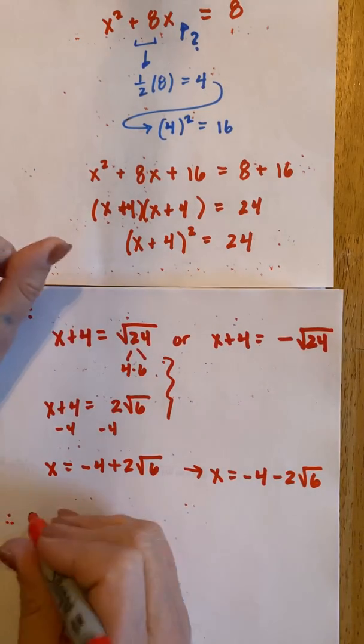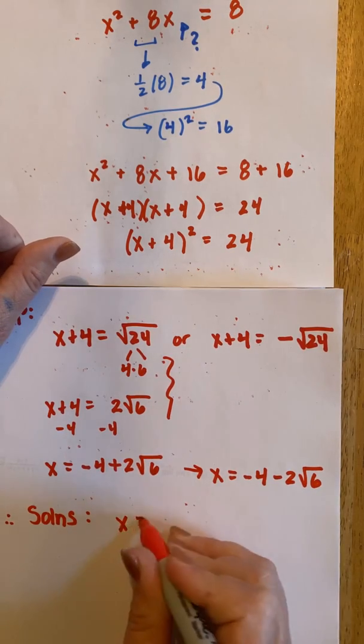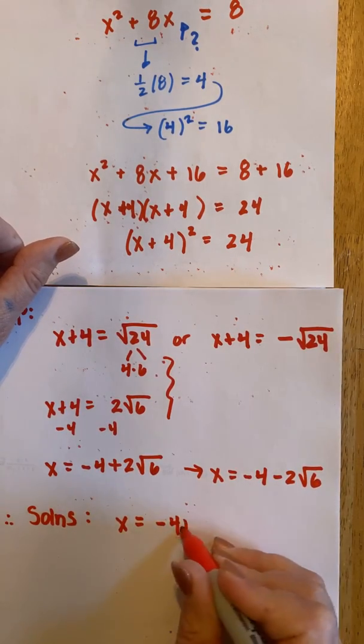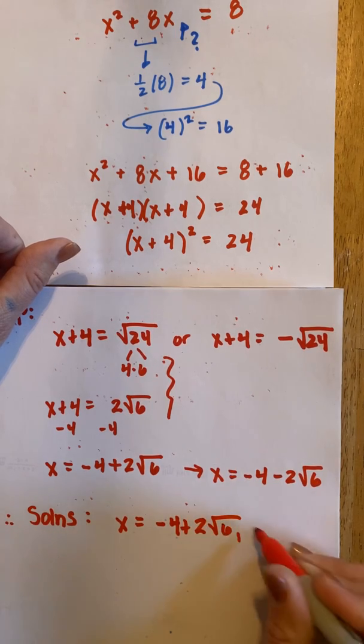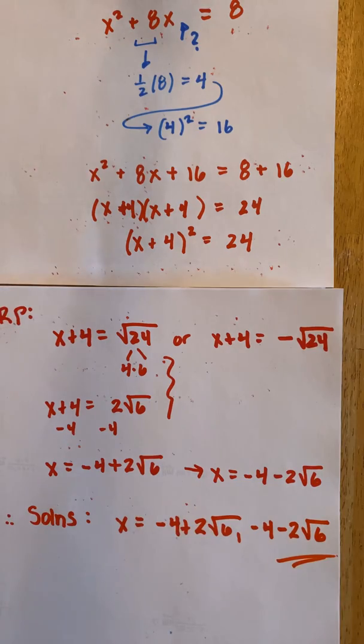So therefore, my solutions: x is equal to negative 4 plus 2 square root of 6, negative 4 minus 2 square root of 6. And there we go. Let's see, do I have any more for you? I think that's good. Yes, actually, let's do one more here.